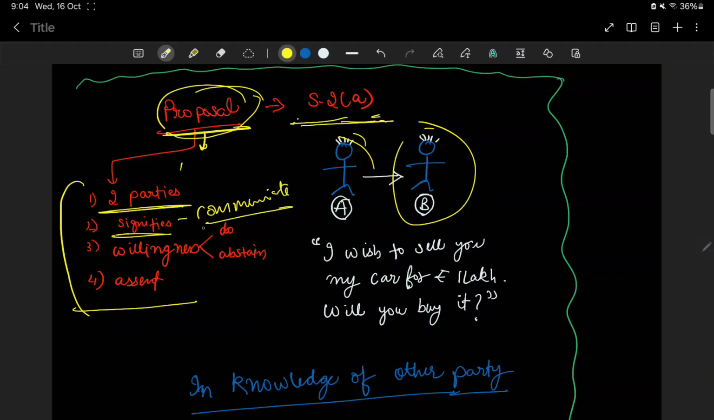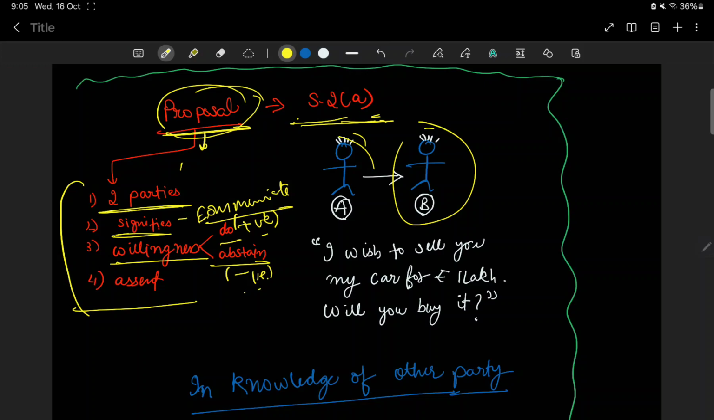right? Communicate करता है कोई, मैं आपसे कुछ communicate कर रही हूँ, I am telling you something. And what is that thing? What is the communication? His willingness to do or abstain from doing something. To do is something positive and to abstain from doing is negative. So with a view to obtain the assent of the other.